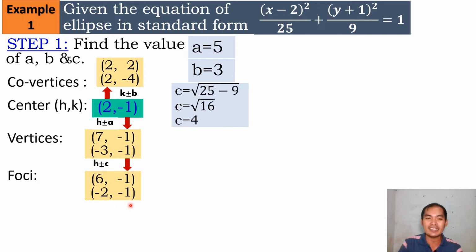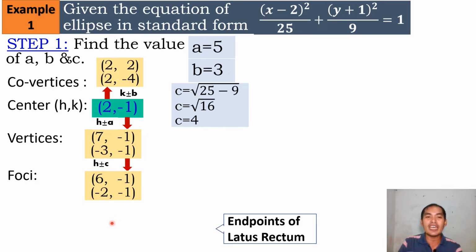That's our foci. Now, how about for the endpoints of the latus rectum? So, it's opposite. Kung kinopya na natin sa foci ang y value, dito naman ang kukopyahin natin ay yung x value. Tandaan ha, kukopyahin yung 6 at negative 2. Dalawang 6, dalawang negative 2.